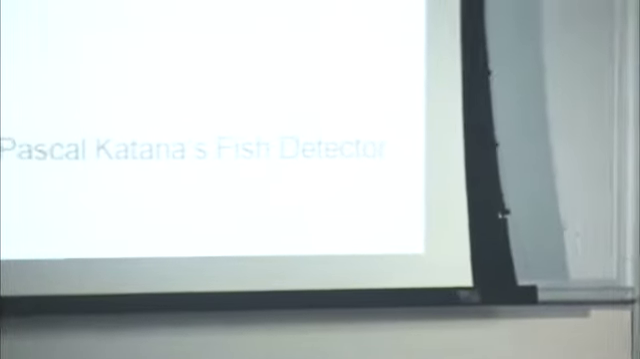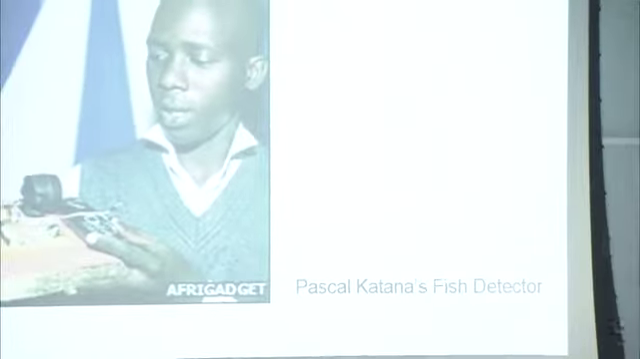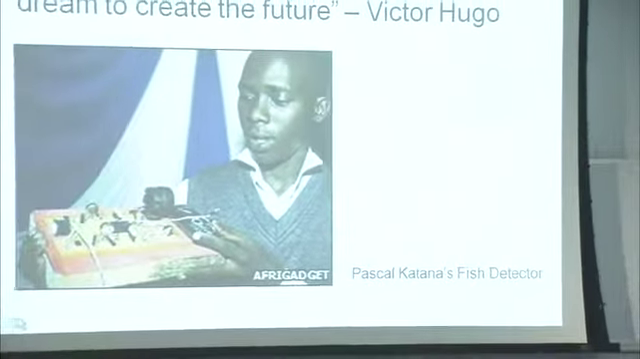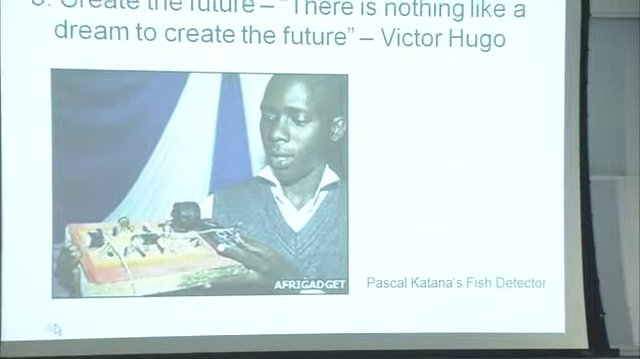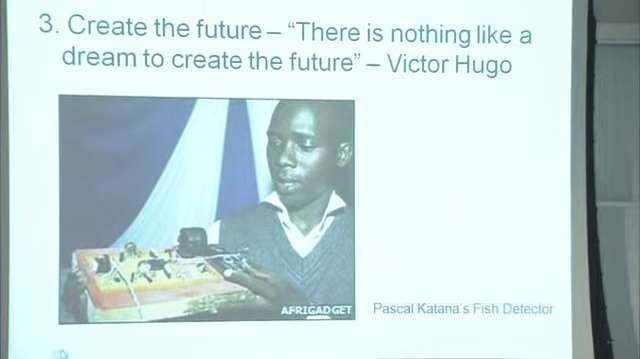Now the third way to predict the future is to create it yourself. This is a device from Pascal Katana in Africa. He used spare parts from various devices, and he put this together as a fish detector and hooked it up to his fishing net, so when it was full, it would actually dial his mobile phone and tell him when the net was full.